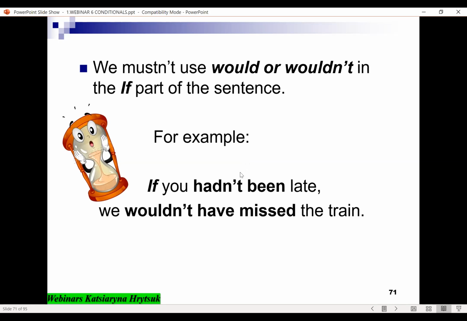Example: if you hadn't been late, we wouldn't have missed the train, but the person was late. So it's a regret. Okay? If you hadn't been, past perfect, would have missed, it's a form would and like present perfect.